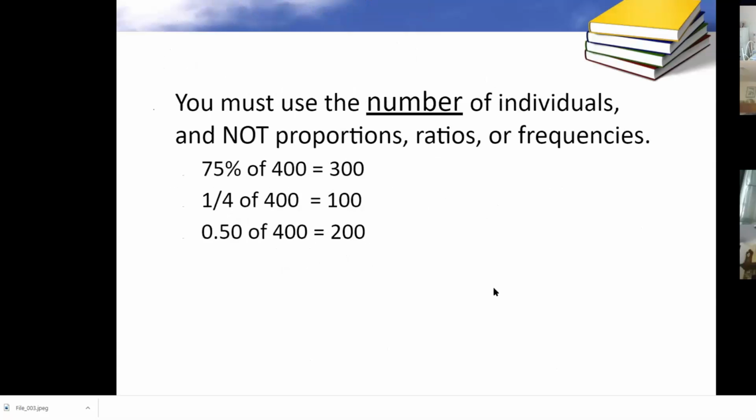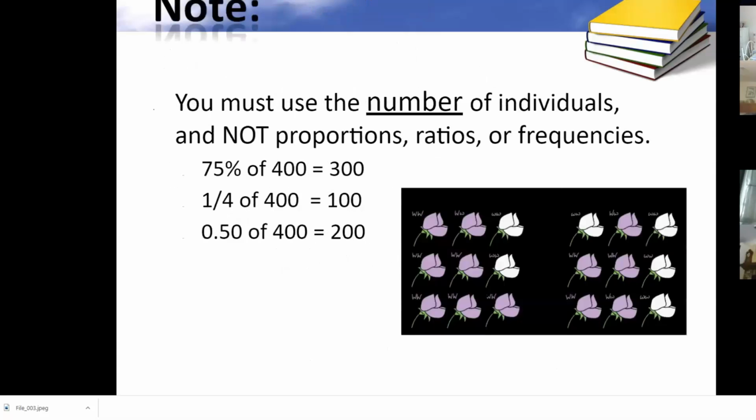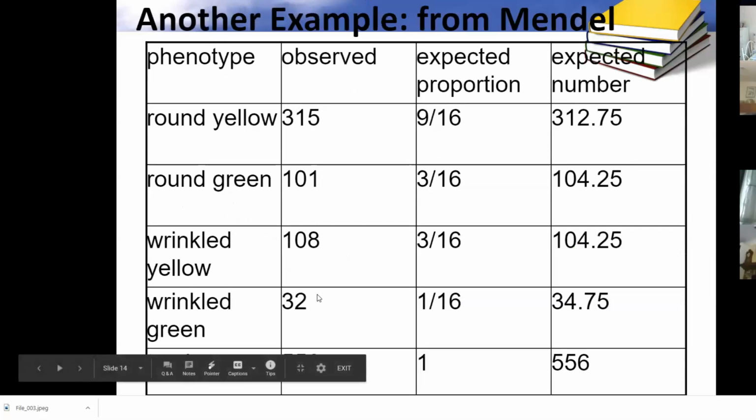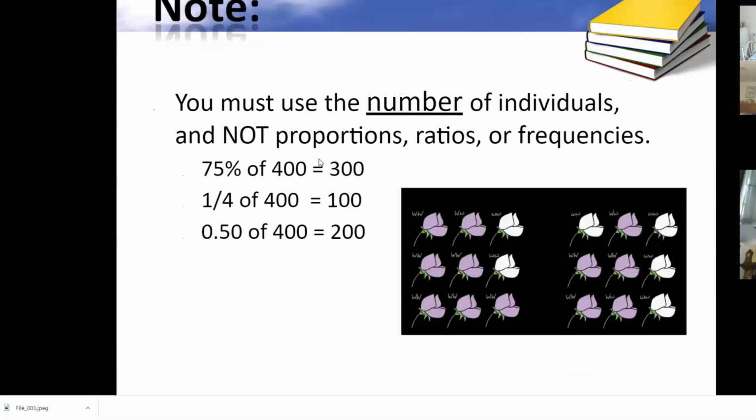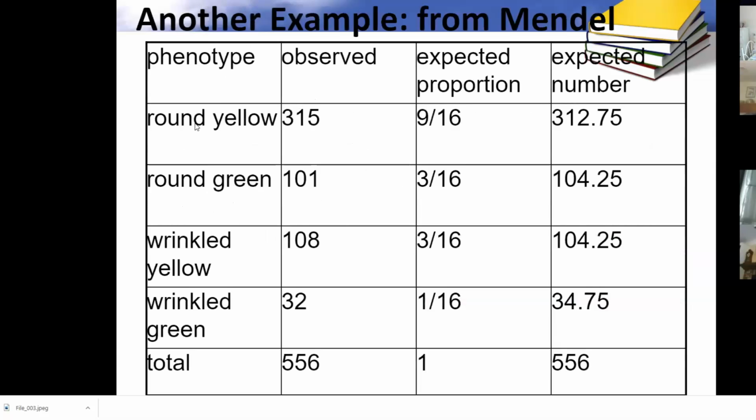That's what I just said. So we just kind of walked through that. This is a dihybrid cross. So here's what we observed.